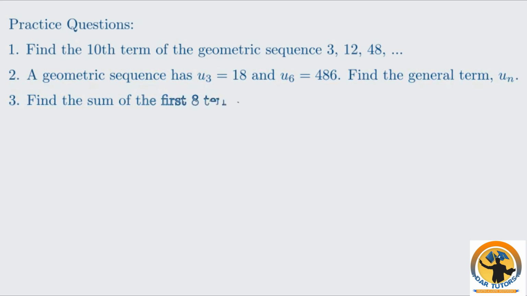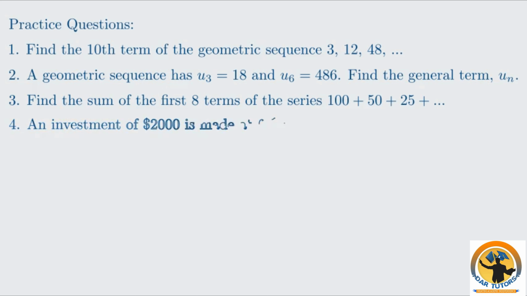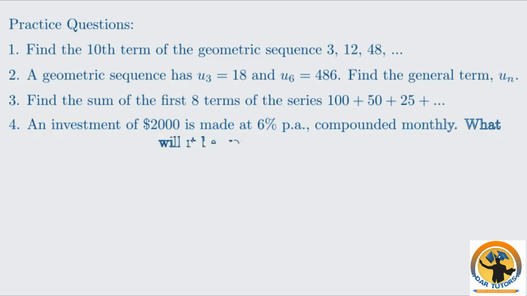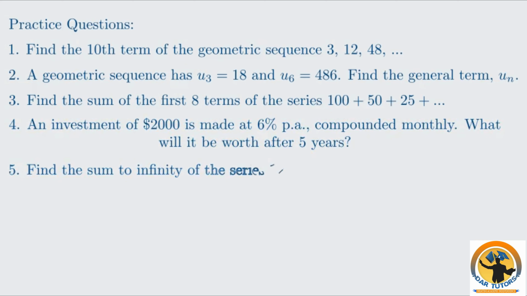Question 3. Find the sum of the first 8 terms of the series 100 plus 50 plus 25, and so on. Question 4. An investment of $2,000 is made at 6% per annum, compounded monthly. What will it be worth after 5 years? Question 5. Find the sum to infinity of the series 12 minus 4 plus 4 thirds minus 4 ninths, and so on. Welcome back. Let's go through the answers.